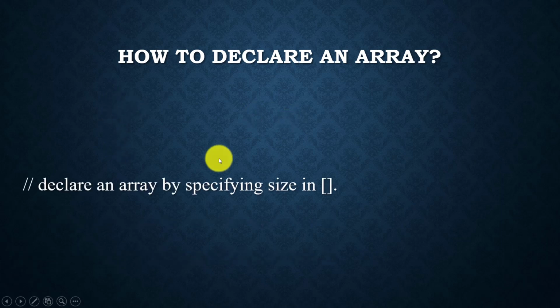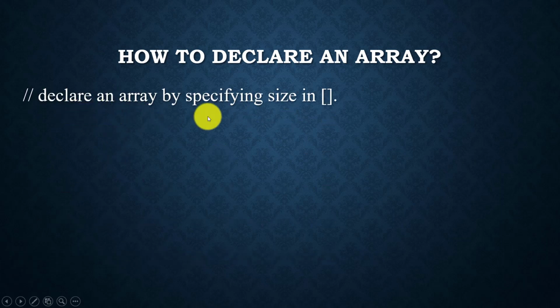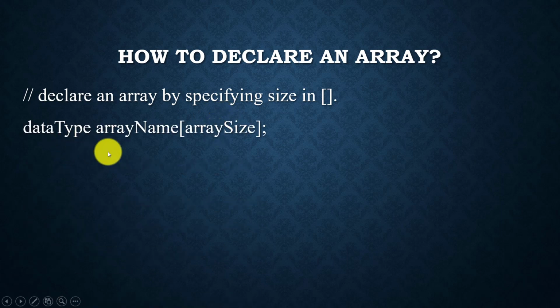How to declare an array. To declare an array, we specify a particular size. Now this is the syntax for declaration of an array. This is the data type. You can specify any data type like integer, float, character, etc. You can specify any array name and array size.